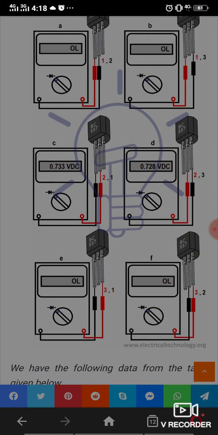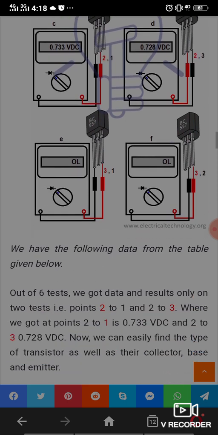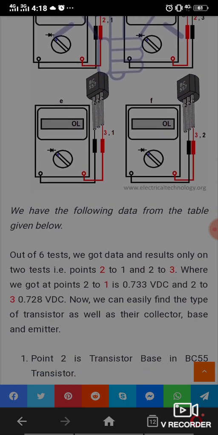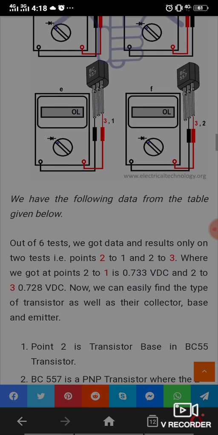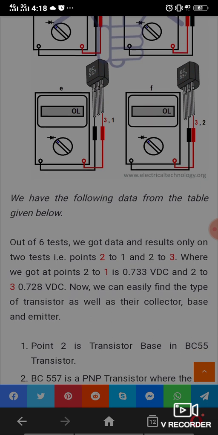So black to red overloaded, red to 3 overloaded. So 2 is P and N. So we have the following data from the table given below. Out of 6 tests we got data and results only in 2 tests, points 2 to 1 and 2 to 3.